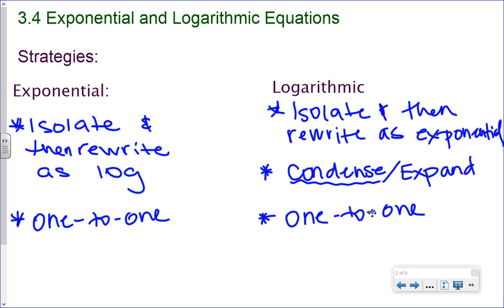It's not always going to be as cut and dry as rewrite it. That's all you have to do? Not all the time, all right? We will need our knowledge of properties, both for condensing, expanding, and the one-to-one property to help us, okay? So this is what we're going to do.